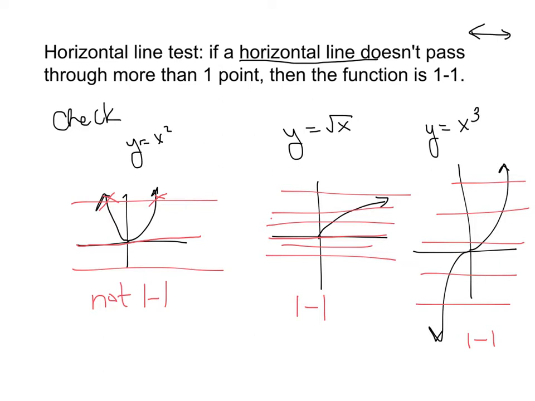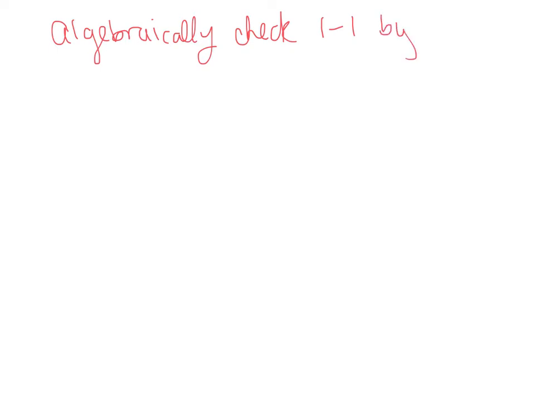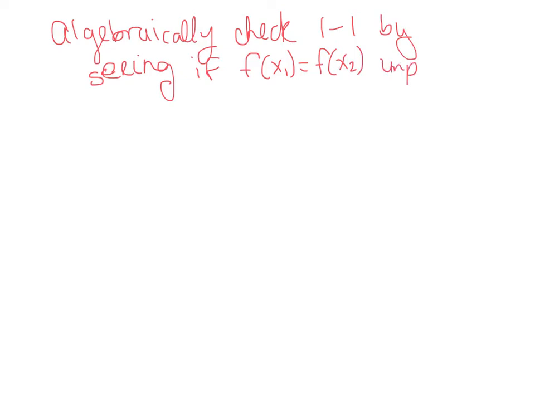Last but not least, let's look at a way that we can check algebraically. Algebraically, we check to see if a function is one-to-one by seeing if f evaluated at x sub 1 is equal to f evaluated at x sub 2 implies x1 is the same thing as x2.